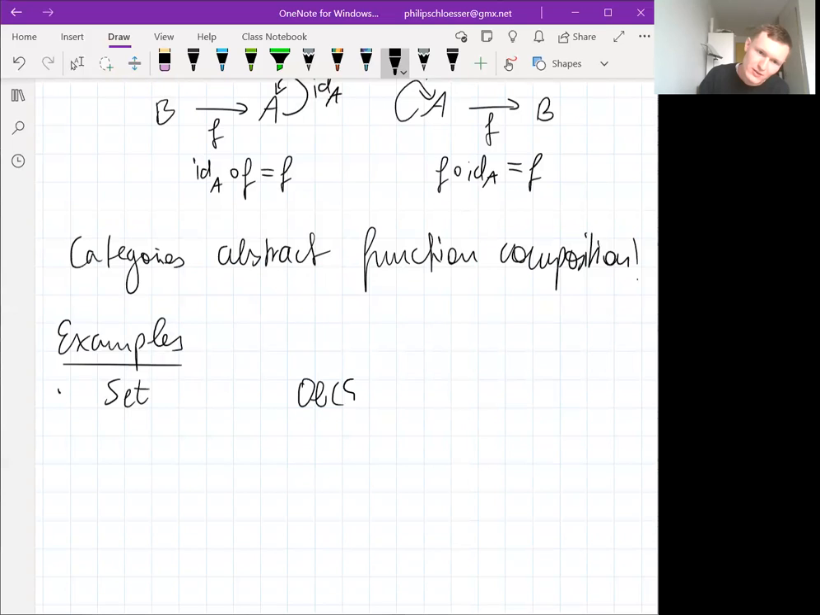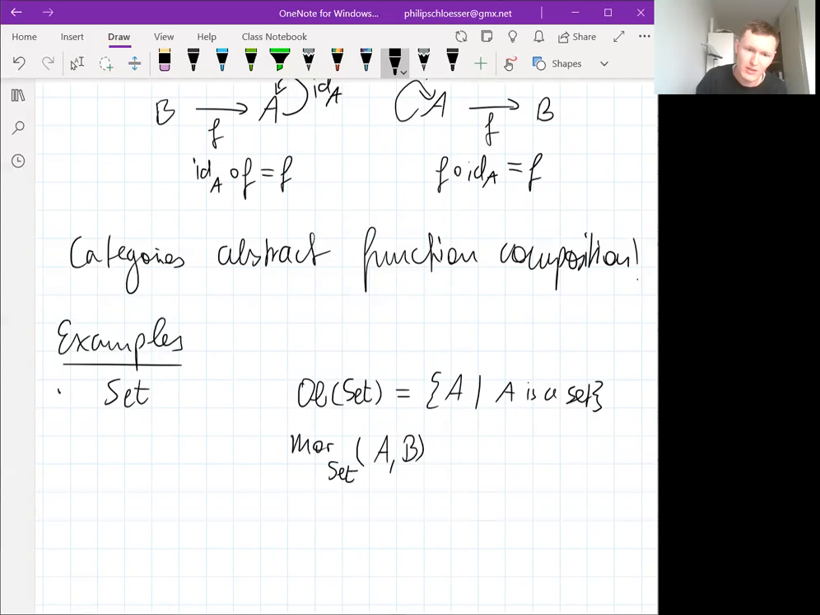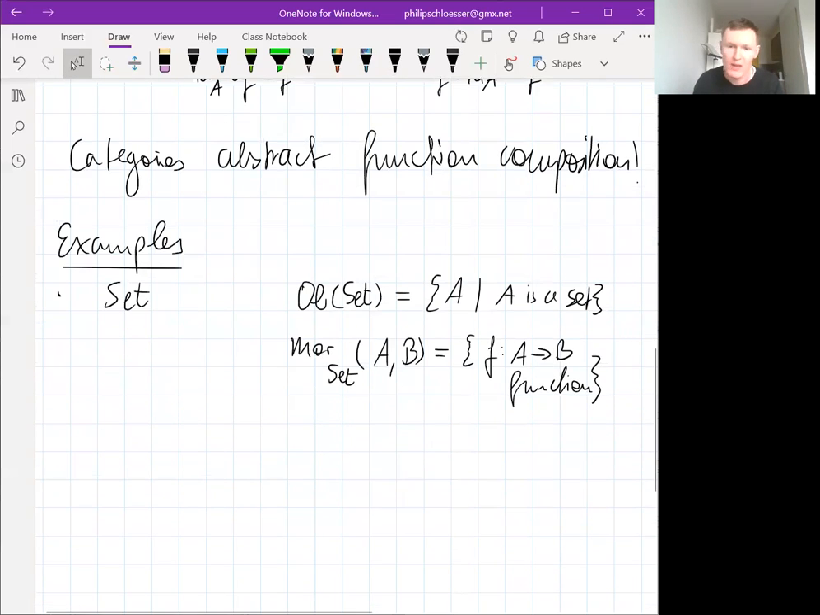So what are the objects of Set? It's the class of all sets. And what are the morphisms between a set A and a set B? Well, that's just the functions from A to B. And composition is just composition.